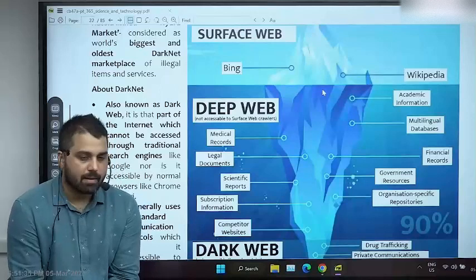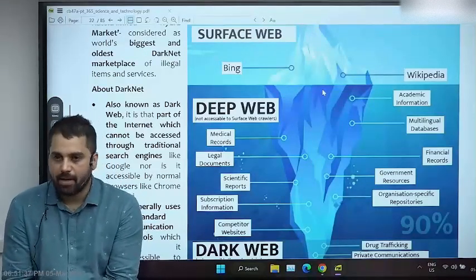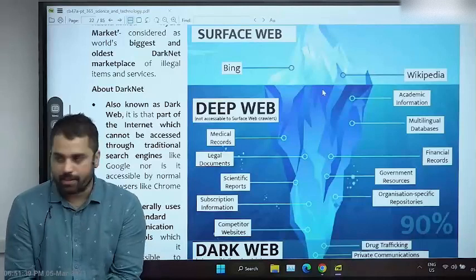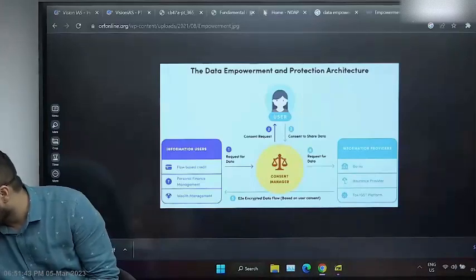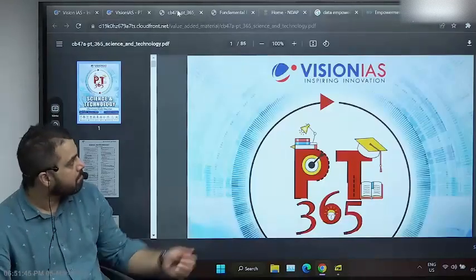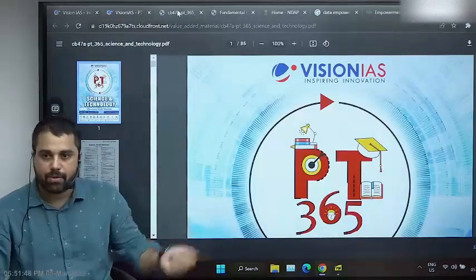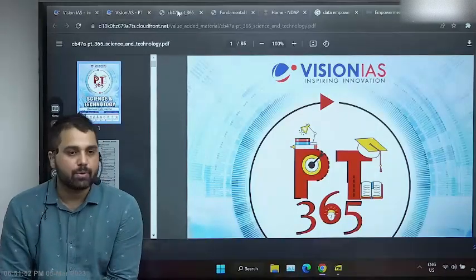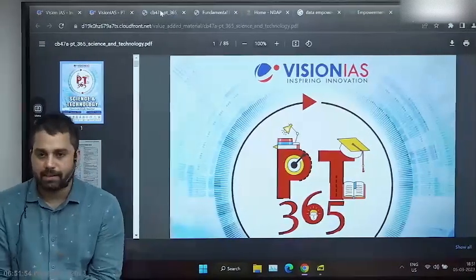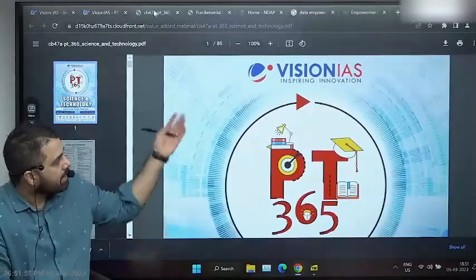A very good example can be the Vision IAS website itself. Vision IAS's current affairs, for example, I searched for it on Google. I found this current affairs material which is available for free. I do not require any type of login password. It is available for free on the website. I simply Google it and I find it, or I went to the website and explored it.